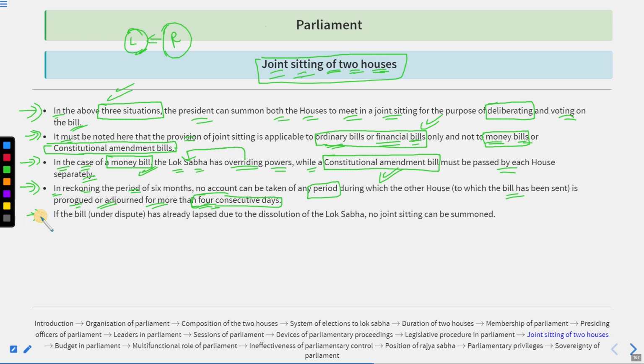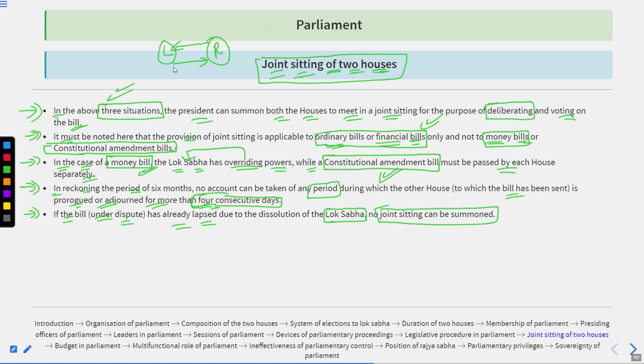Thereafter, if the bill is under dispute and this has already lapsed due to the dissolution of the Lok Sabha, no joint sitting can be summoned. It means that, suppose the bill was passed in the Rajya Sabha and sent to the Lok Sabha, or the bill was passed in the Lok Sabha and sent to the Rajya Sabha. When the bill was sent to the Lok Sabha, in the first case, the Lok Sabha got dissolved. And when the Lok Sabha got dissolved, ultimately we know the bill couldn't be passed. In such a case, because of the dissolution of the Lok Sabha, for those bills no joint sitting can be summoned.